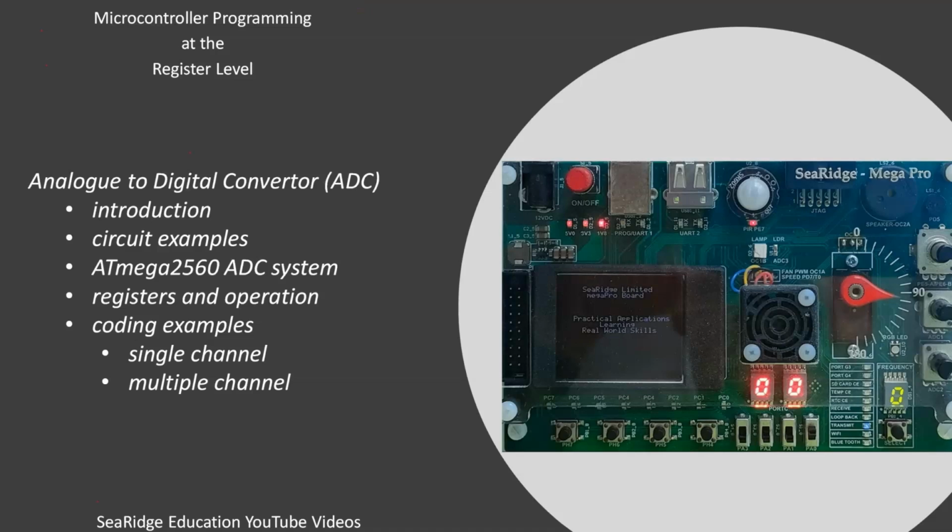This nutshell looks at the analog to digital converter. I review what the ADC does. I look at circuit examples. I show the ATmega2560 ADC system. We look at the registers used by the ADC and how they operate. And I give coding examples for both single and multiple channel conversions.